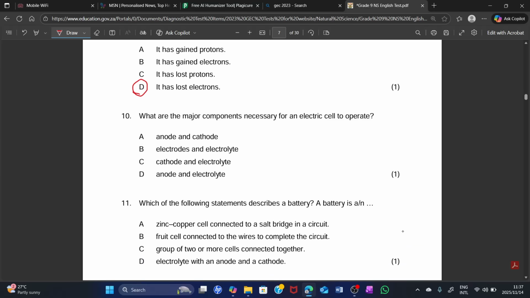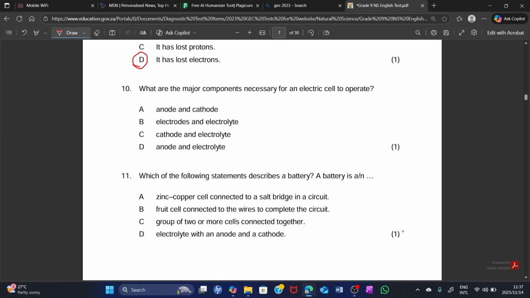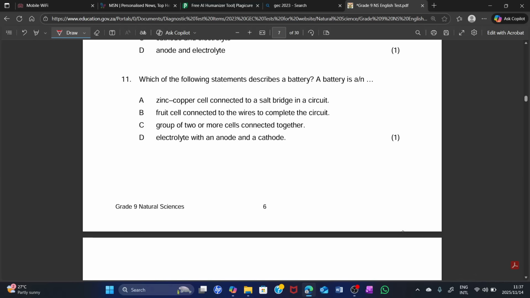That's what happened. What are the major components necessary for an electric cell to operate? For an electric cell to operate, what does it need, class? It needs electrodes and electrolyte. Let's see. Yes, that is B. Electrodes and electrolyte. That's what it needs. Right. So now question 11.